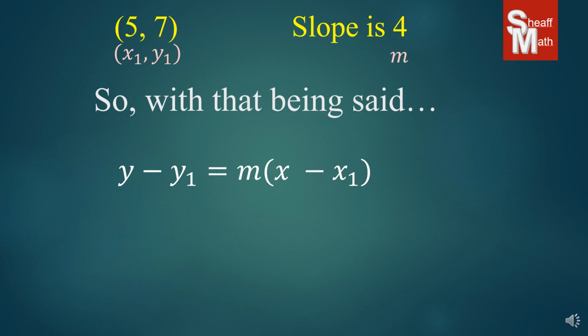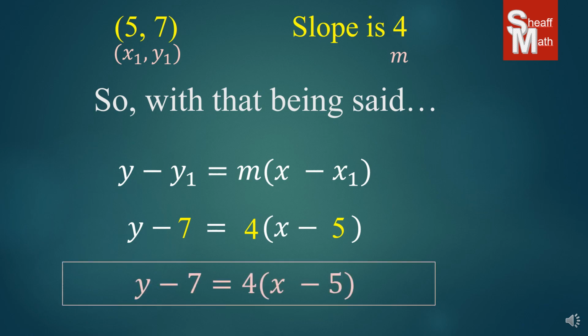We are going to put our 4 in for the m, right like that. Then we're going to put our 5 in for the x1, and then we are going to put our 7 in for y1. Now, how easy was that, right? That's your answer. It doesn't get much easier than that, right? All right, well, let's try another example that may not be as easy.